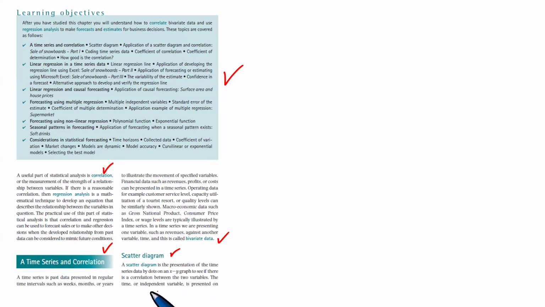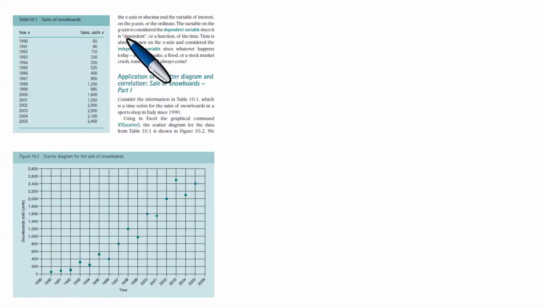Right, the time or independent variable is presented on the x-axis. In this case, the time is in years and is shown on the x-axis. The x-axis is also called the abscissa, and the variable of interest is on the y-axis, or what you call the ordinate. So we're dealing with the variable of interest on the y-axis, and the abscissa on the horizontal axis, or the independent variable.